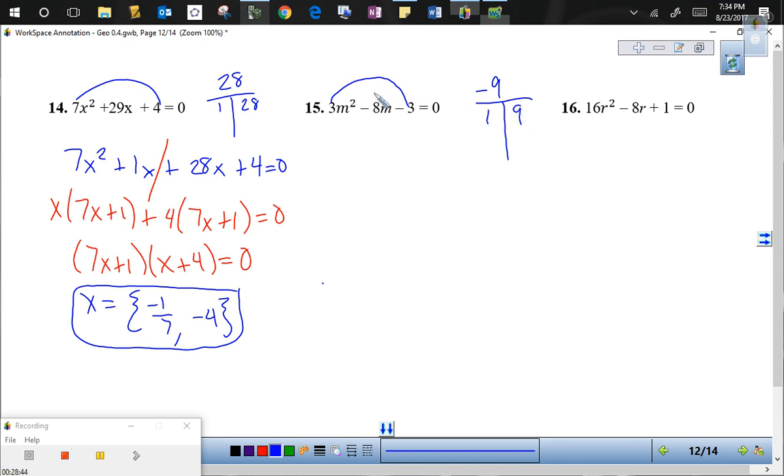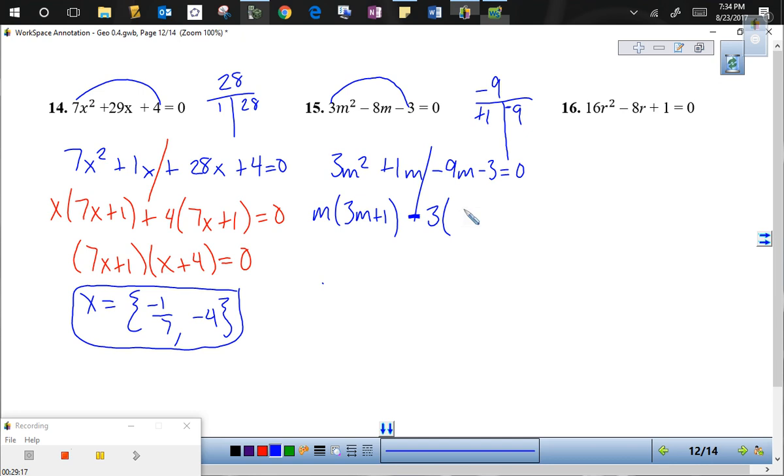We need the negative to go with the larger number. So I've got 3m squared plus 1m minus 9m minus 3 equals 0. Split it. M comes out. 3m plus 1. Remember, this negative has to come down, and this is going to be tricky for a lot of you. Okay? Because when we look at this, some things change.